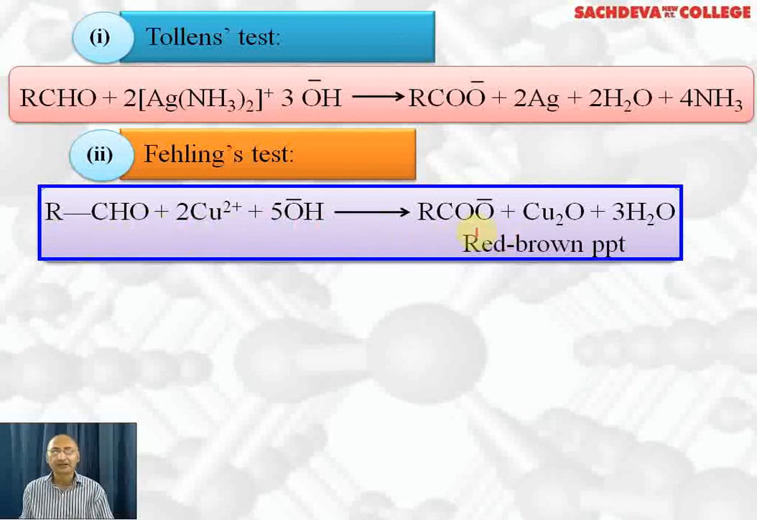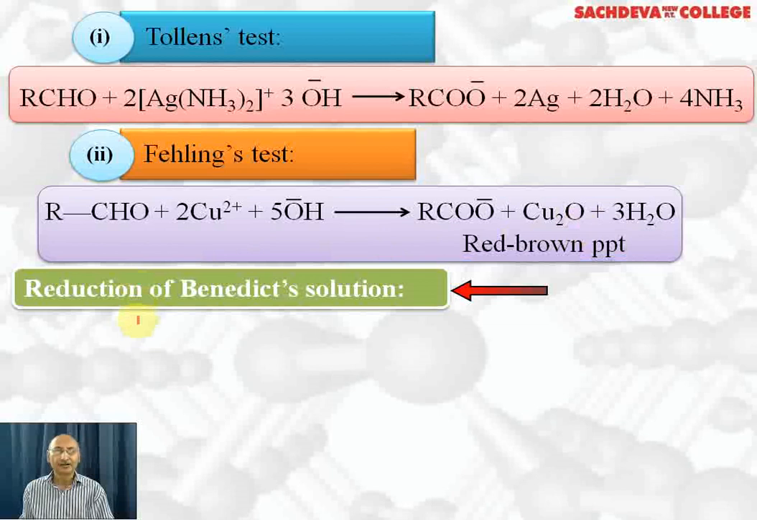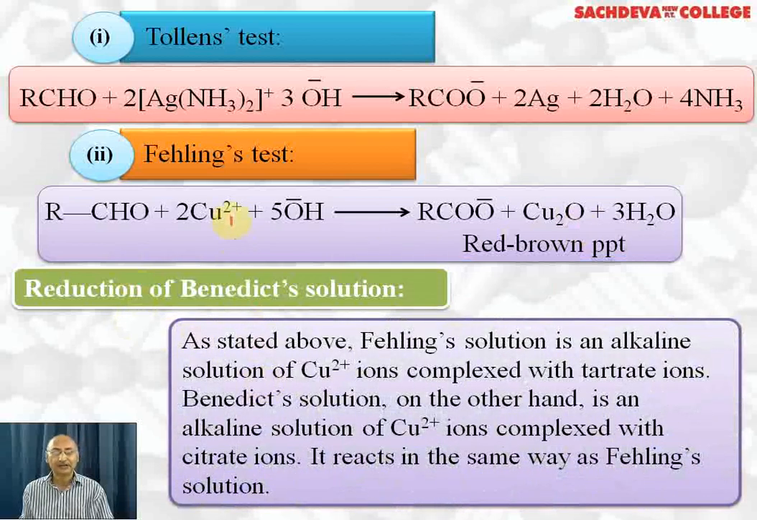Aldehydes get oxidized to carboxylic acid, whose ions are carboxylate ions shown here, plus 3 water are formed. Reduction of Benedict solution: whatever test we have done with Fehling solution, the same can also be done with Benedict solution.